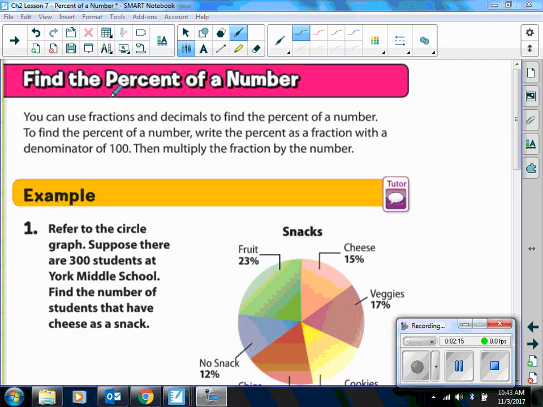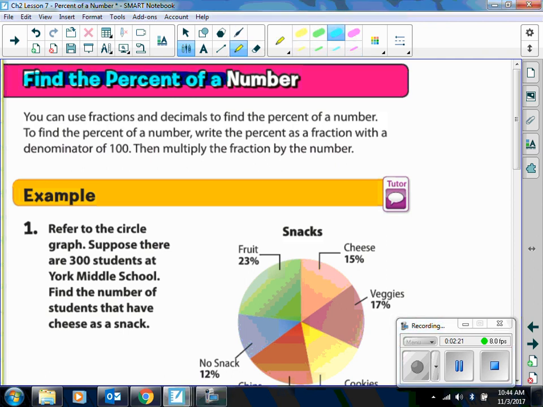Now we're going to find the percent of a number. You can use fractions and decimals to find the percent of a number. In the warm-up we changed to a decimal. Here, to find the percent of a number, we're going to write the percent as a fraction with a denominator of 100, and then we're going to multiply the fraction by that number. Make sure you write that down.